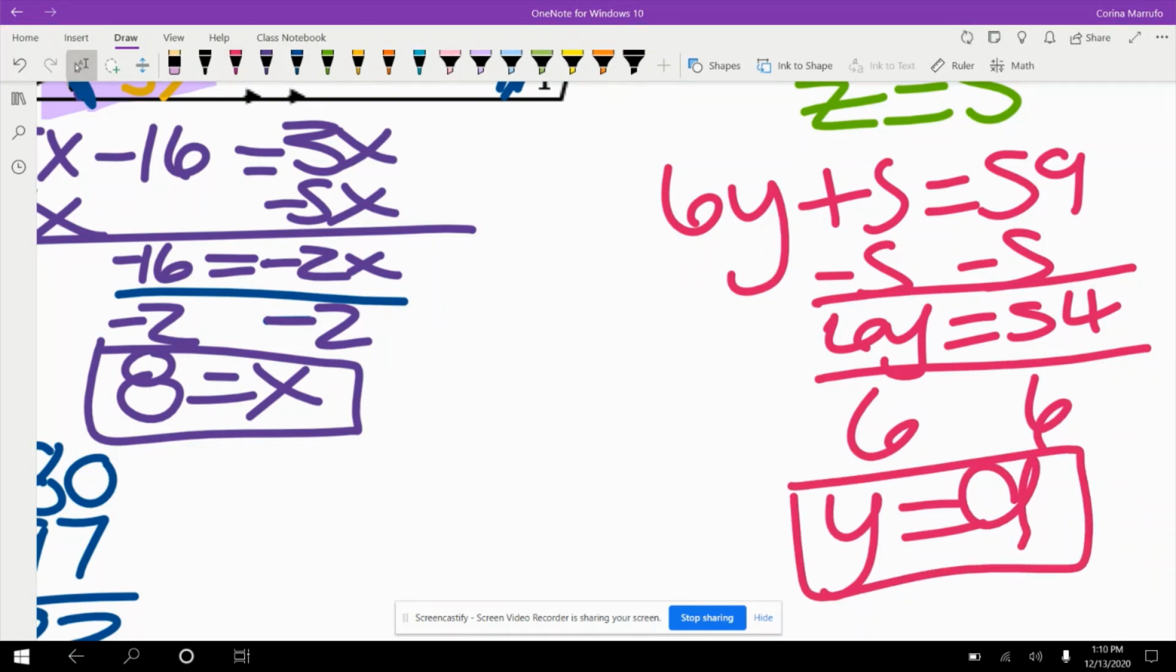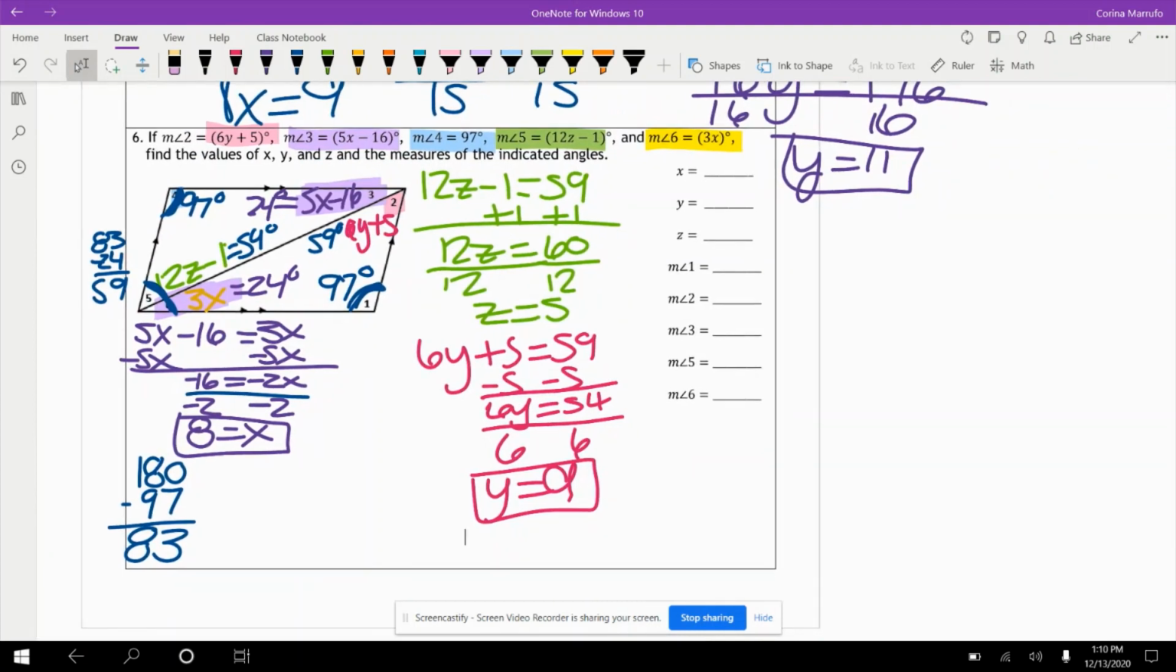So now we're going to go ahead and just fill in our answers right here on this side. They want us to figure out x is 8, z is 5, we said y is 9, the measure of angle 1 is 97, the measure of angle 2 is 59, and so is the measure of angle 5. Angle 5 is 59. And then last, the measure of angle 3 is 24, and so is the measure of angle 6.